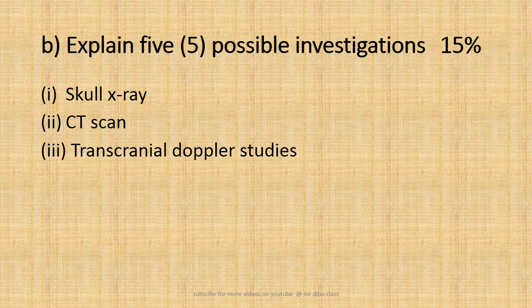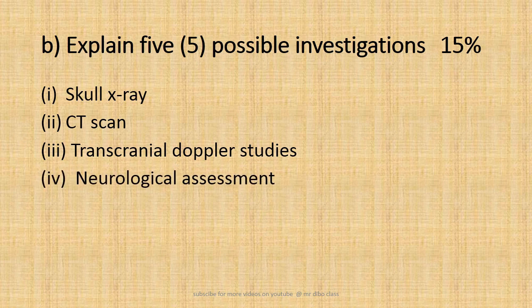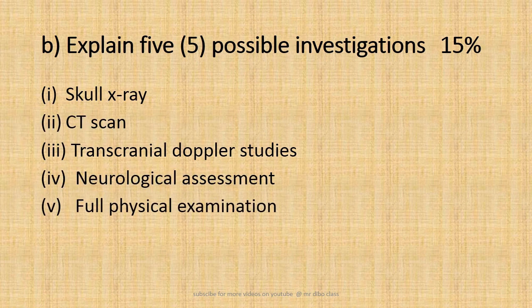Then the other one we see is transcranial Doppler studies. These are studies which are done to simply measure the blood flow and velocity. Remember, there is a danger or risk of increased intracranial pressure, so it's very important that you measure cerebral blood flow and its velocity. Then the other one is neurological assessment. This will be done using the Glasgow Coma Scale, as well as a full physical examination to simply identify bruises or to check if there are any fractures.